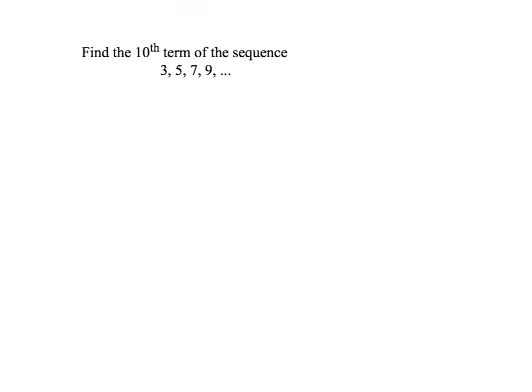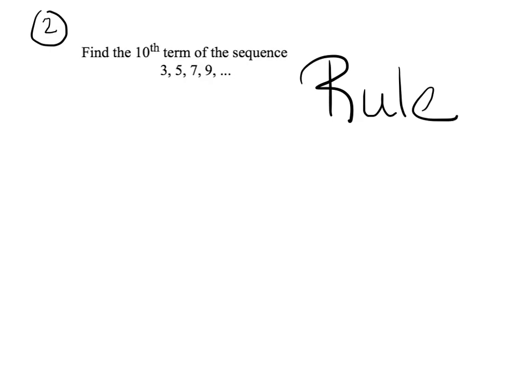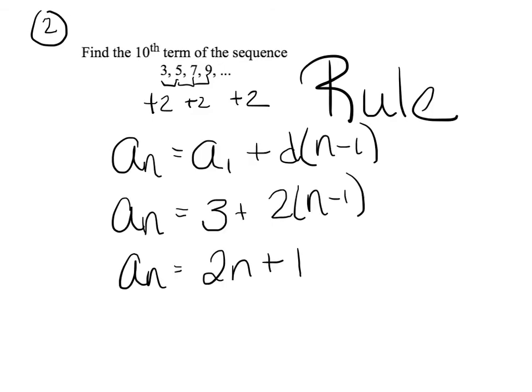Next example, find the 10th term of this sequence. So again, my first job is to write the rule before I can find the 10th term. So again, I would quickly just say, how am I getting from each term to each term? 3 to 5 is a plus 2, 5 to 7 is a plus 2, 7 to 9 is a plus 2. So I would say that's arithmetic by plus 2. Why don't you pause it, write the rule on your own. So hopefully you can follow my work nice and easy. I had a common difference of 2, first term was 3, and there's my rule.